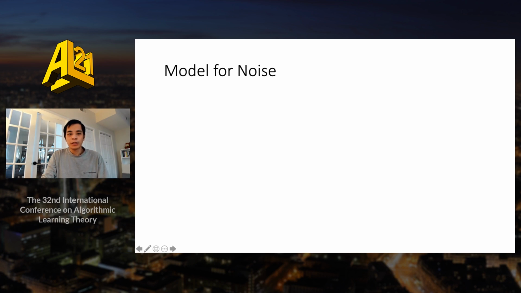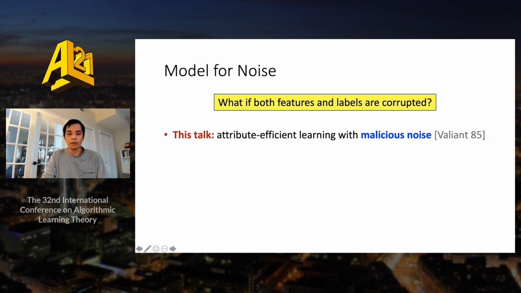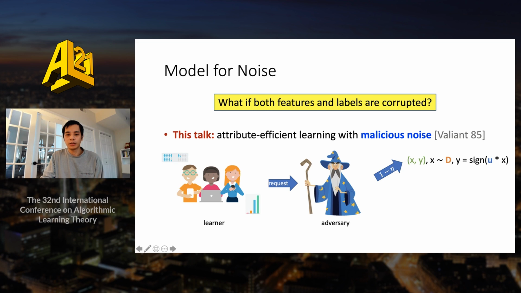So one natural question is, what will happen if both features and labels are corrupted? In this talk, we will concentrate on malicious noise. This is the malicious noise model. We have a learner and an adversary. Each time the learner requests a sample, the adversary flips a coin, and with probability 1 minus eta, it generates clean data. With probability eta, it can generate an arbitrary pair of x and y. Arbitrary here means it may inspect the learning algorithm. So this could be very dangerous for us.